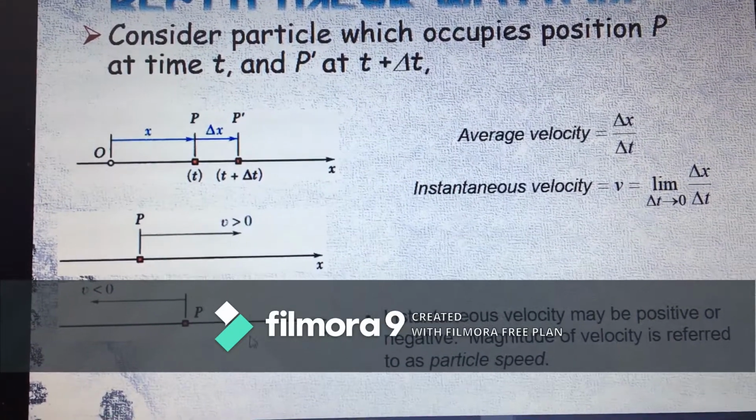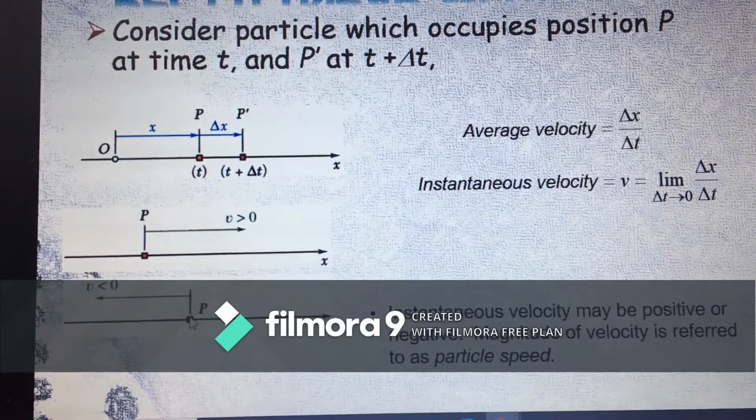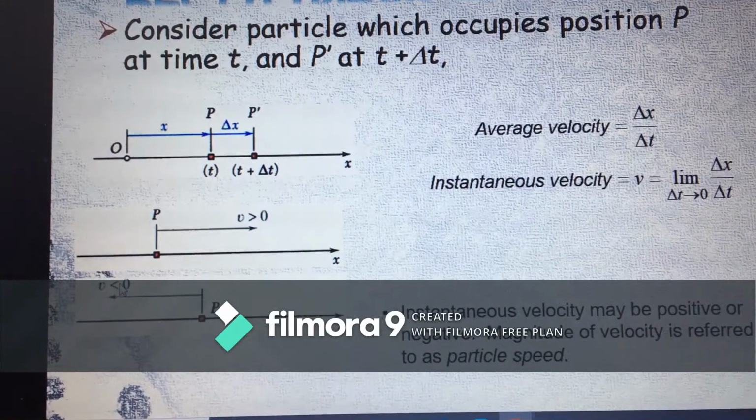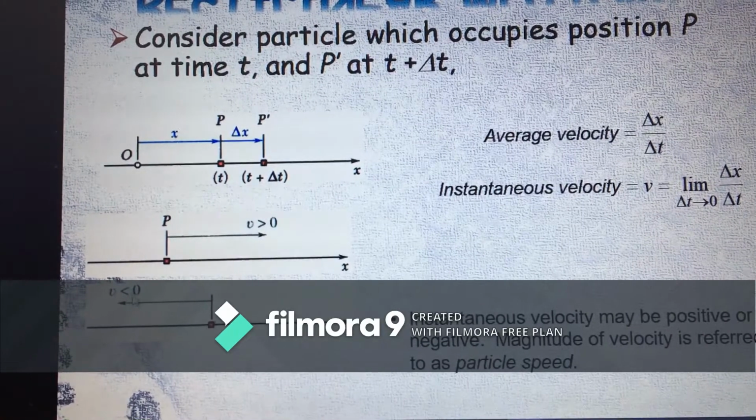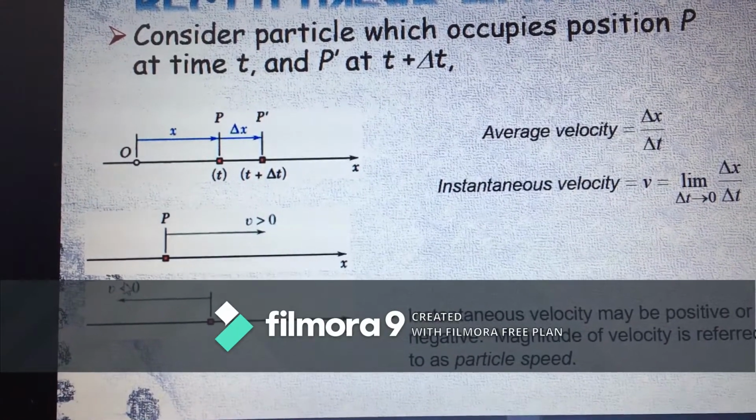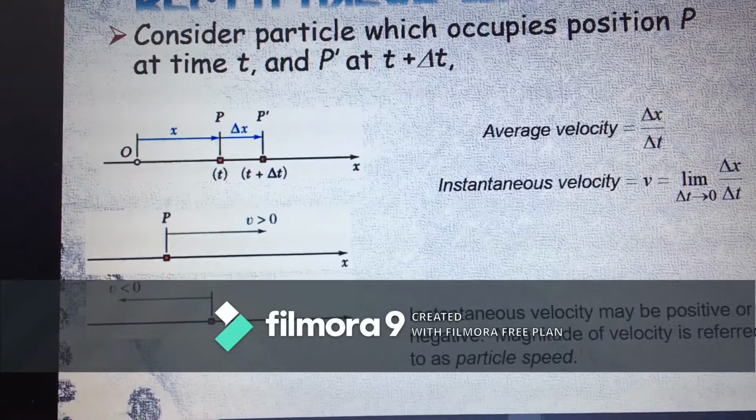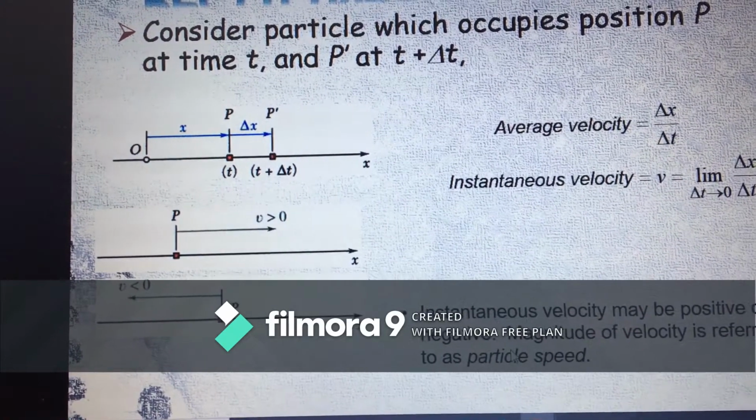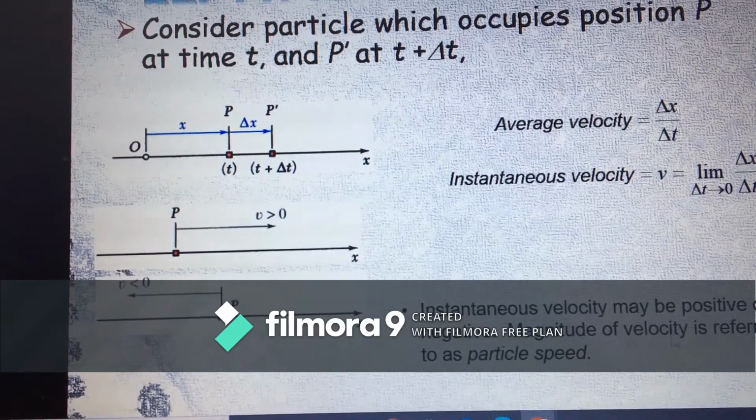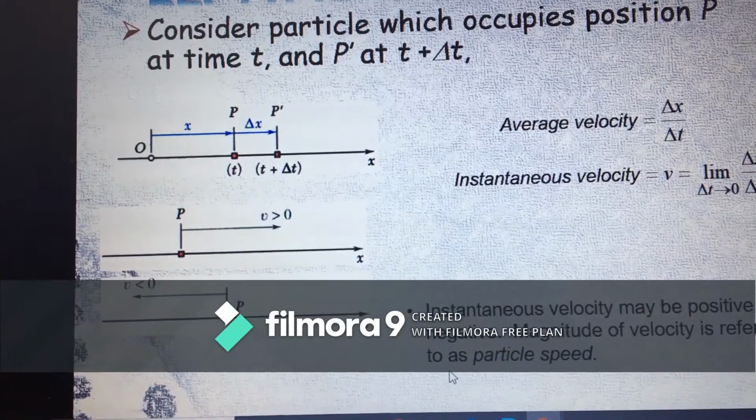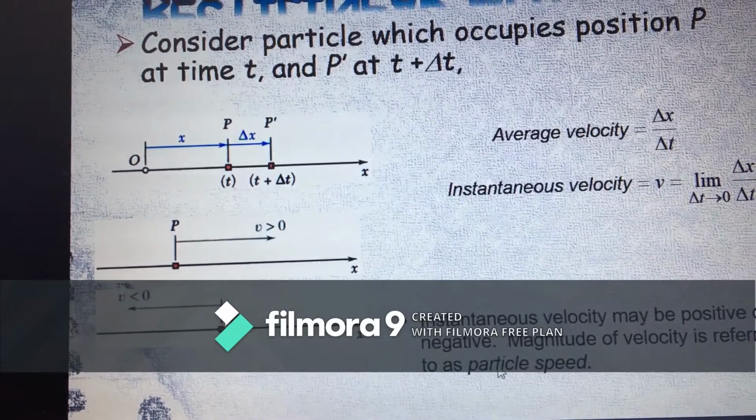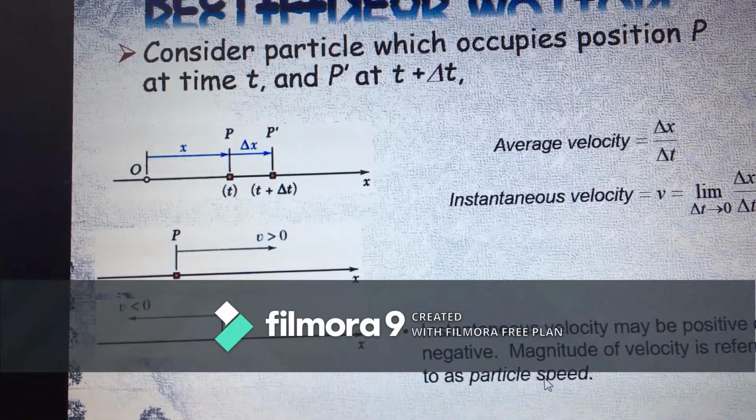Right? And if it moves from a certain position p to the left, then we have the instantaneous velocity less than 0 or negative. So the instantaneous velocity may be positive or negative, and the magnitude of velocity is referred to as particle speed. Alright?